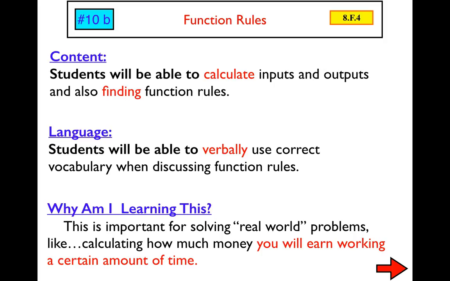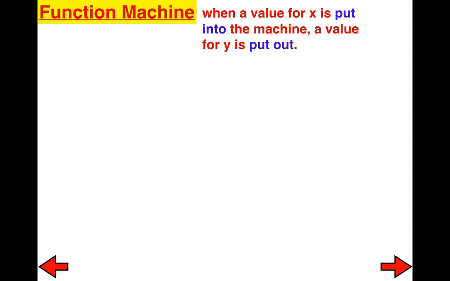Well, it's important for solving real-world problems like calculating how much money you will earn working a certain amount of time. So first of all, I want to talk about something called a function machine. Basically, when you have a value for x, which we've called the input, you put it into the machine, a value y is going to come out, which we are going to refer to as the output.